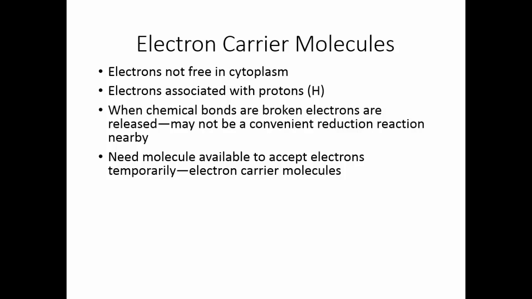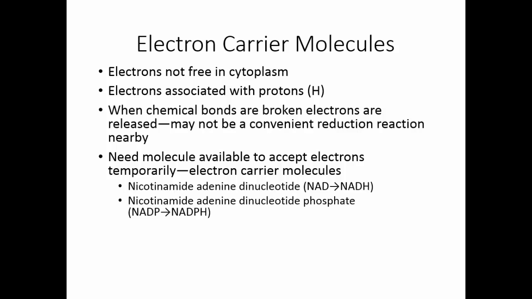These molecules that will temporarily accept electrons are called electron carrier molecules. Not only will these molecules temporarily accept electrons, they will also easily give them up should electrons be needed in an oxidation reaction. There are three basic electron carrier molecules. Nicotinamide adenine dinucleotide is known as NAD when it's in its oxidized form, and NADH in its reduced form, the H indicating that it's picked up an electron.